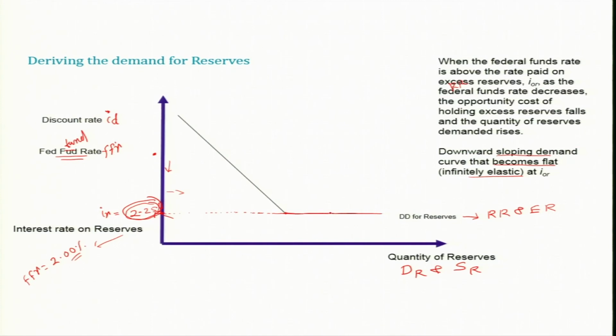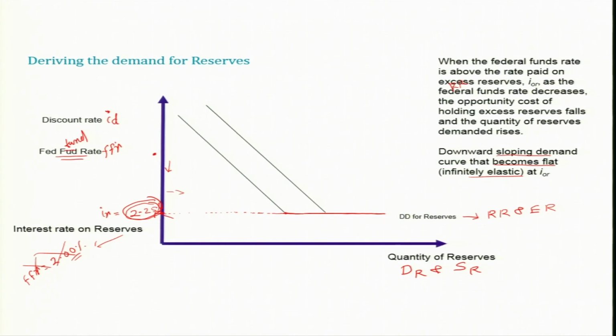So what we have seen here is that after the interest rate on reserve, the demand curve becomes perfectly horizontal, that means infinitely elastic. We cannot draw it below this. The Fed fund rate will never go below the interest rate on reserve, that is 2.25% in our example. So this one cannot happen, because of the supply and demand of supplying banks and demanding banks in the Fed fund market.